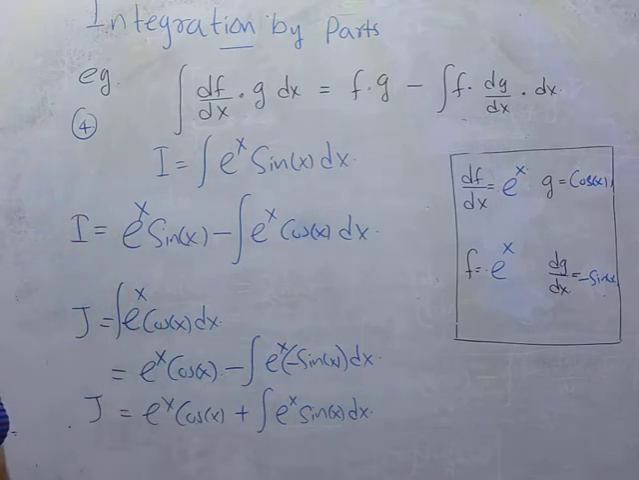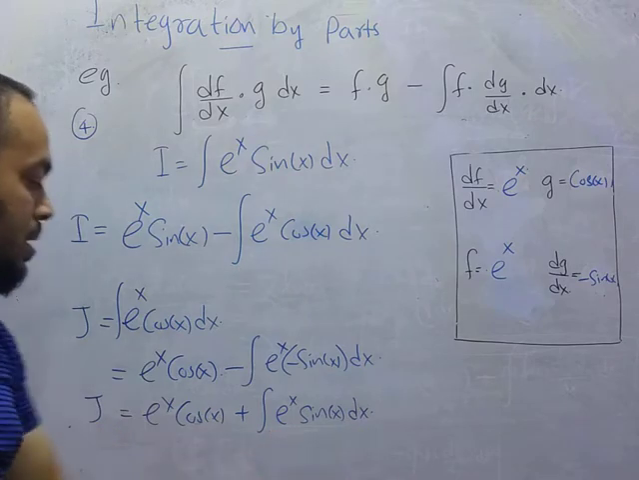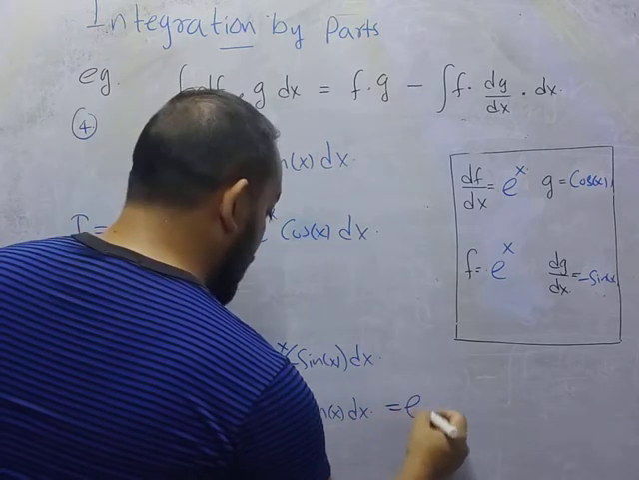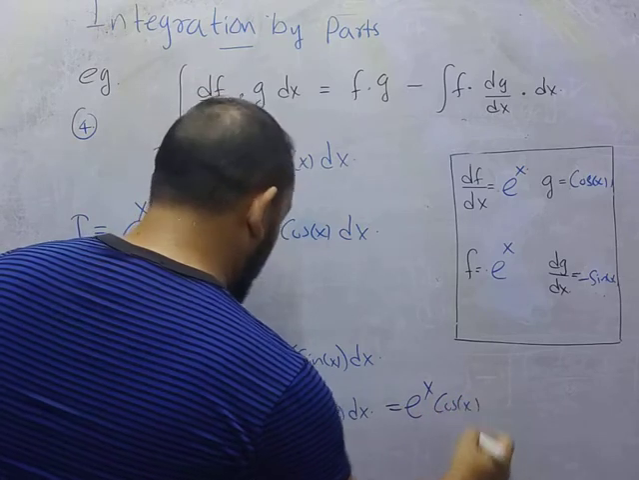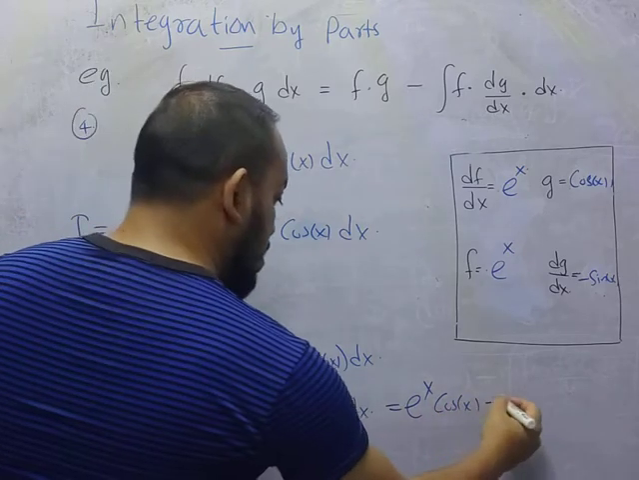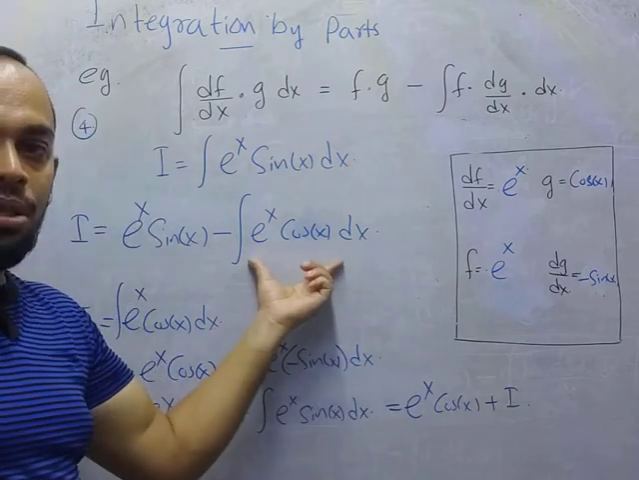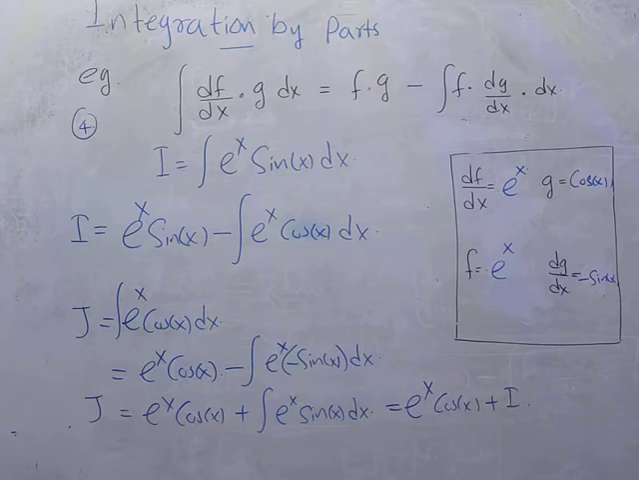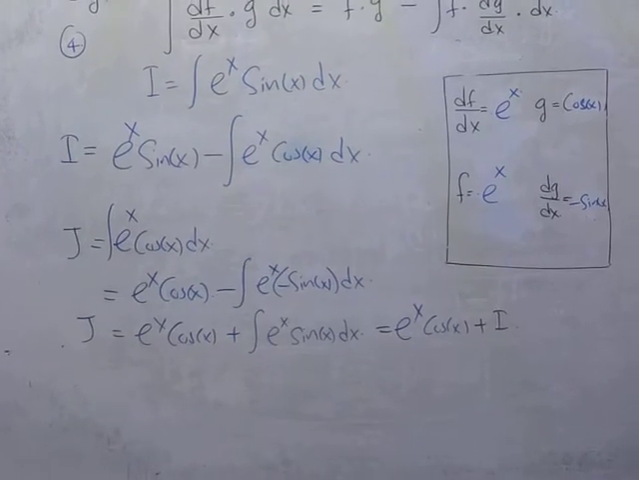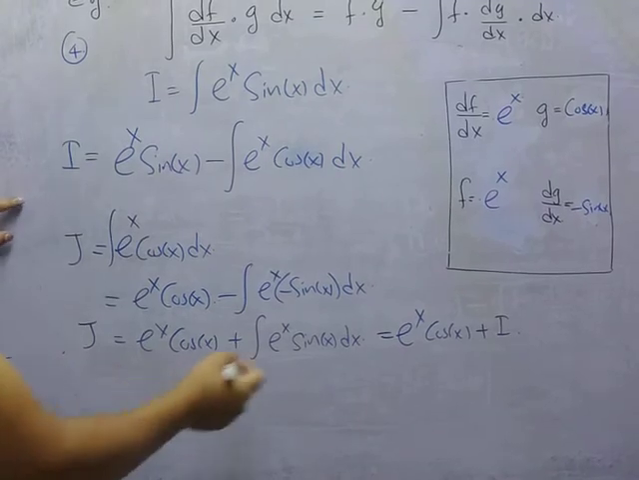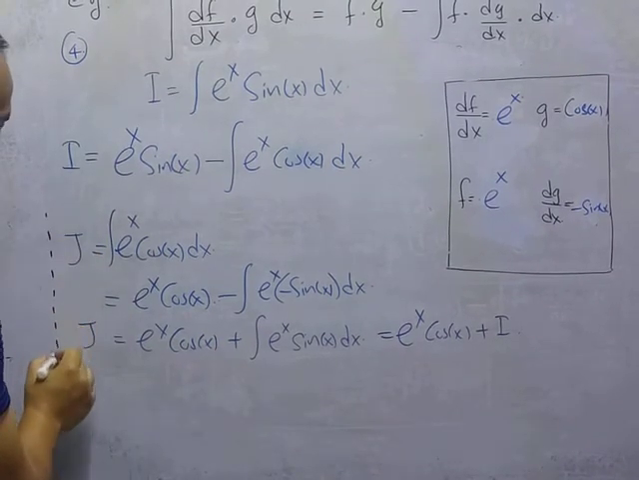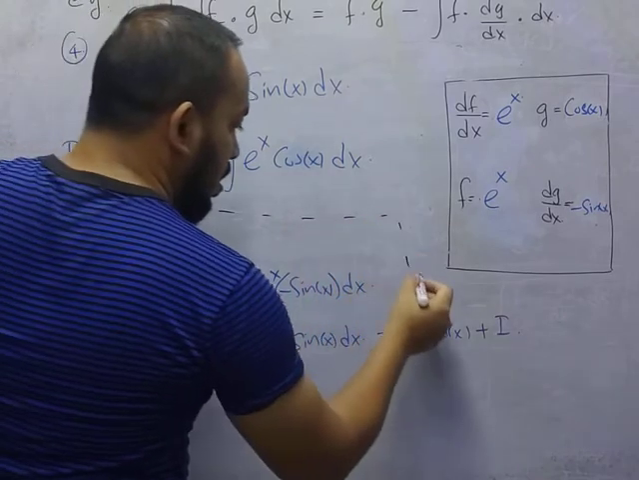Okay. Now what you see here is that this is the integral you started with. This is the original integral, right? So I can name this I. So J is e^x cosine of x plus I. Right. Now I'm going to plug this back here, because this is J, and let's see what we'll have. So let me use a different color for that. Okay. So let me plug this back in. This is an intermediate step, so I will separate it out.